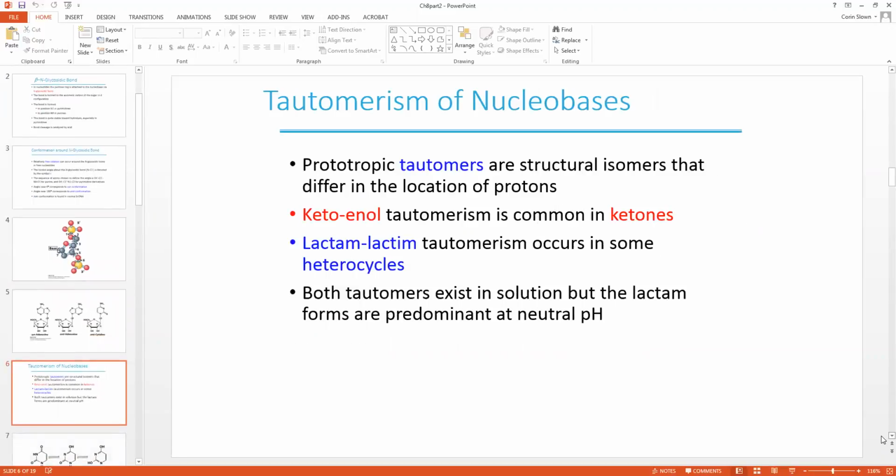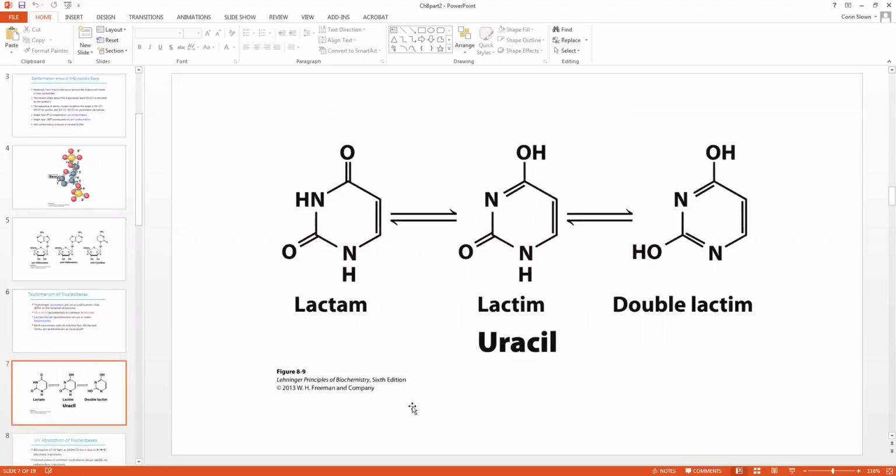If I think about the tautomerism of nucleobases, then I have these tautomers that are structural isomers that differ simply in location of the protons. So keto-enol tautomerism is very common in ketones. You study that in organic chemistry. Lactam-lactim tautomerism occurs in some heterocycles. But the key here is that both tautomers exist in solution, but the lactam forms are predominant at a neutral pH. So this is your lactam versus your lactim, or a double lactim in terms of the position of those double bonds.